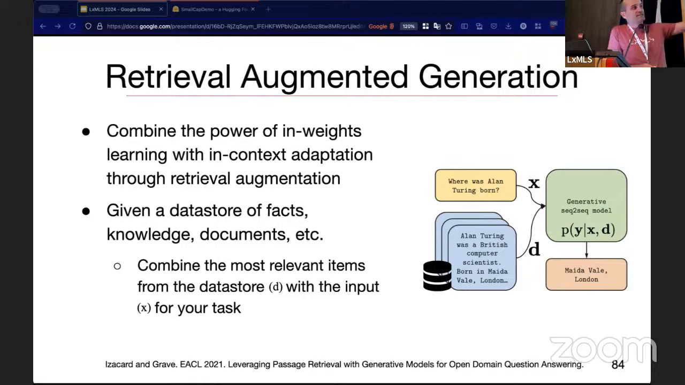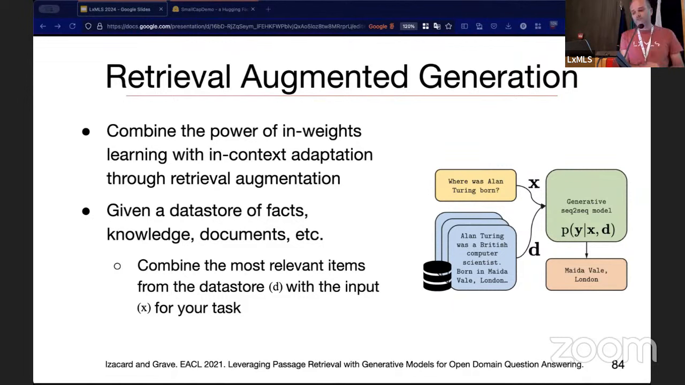So if we take this example on the right-hand side, this is a question answering system. And the simplest way to use this would just be to ask a question directly. Where was Alan Turing born? And the model, in this case, also has access to a data store of either facts or knowledge, whatever you want to describe it as, or documents. And the model is trying to combine features from the retrieved facts in the data store with the given input question for the task. And the goal is that this will hopefully improve the quality of the model's output.